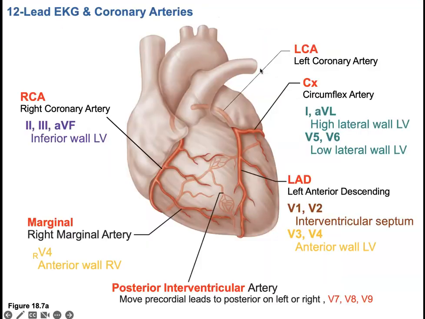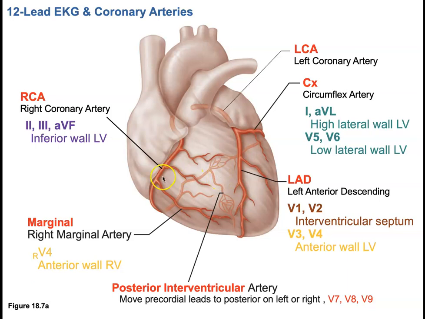So now we go back to the image, V1, V2, so that's the interventricular septum that passes in between the 2 ventricles, and V3, V4, the anterior wall of the left ventricle, that's this right here. Okay, so all of this right here is having an issue in terms of receiving blood.